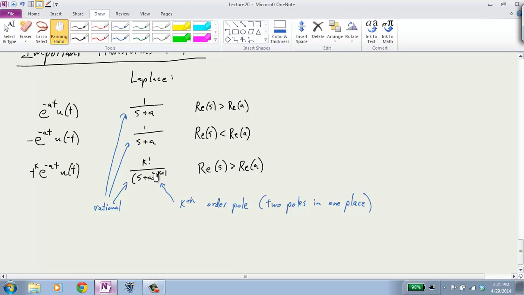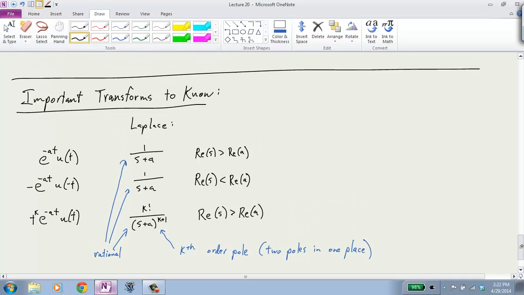So we have some sense of what it means in the time domain. If you have multiple poles in the same location in the Laplace domain, that corresponds to something of the form polynomial times an exponential. So this is it? Okay, good.